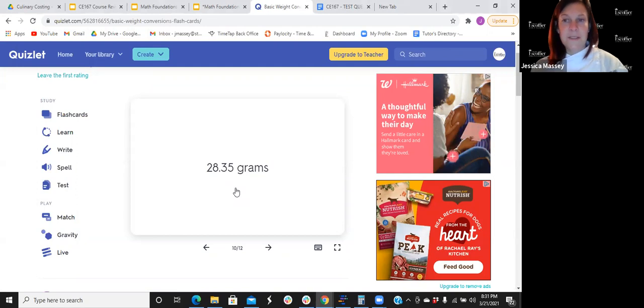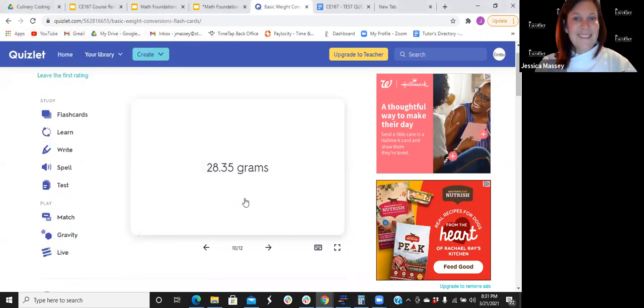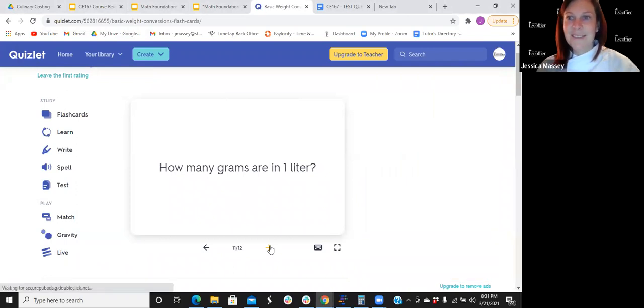28.35 grams. Math breakdown too. That's close enough. When we're talking grams, that's awfully close. Grams are so teeny tiny. Why they're great to measure in, because they're so exact.